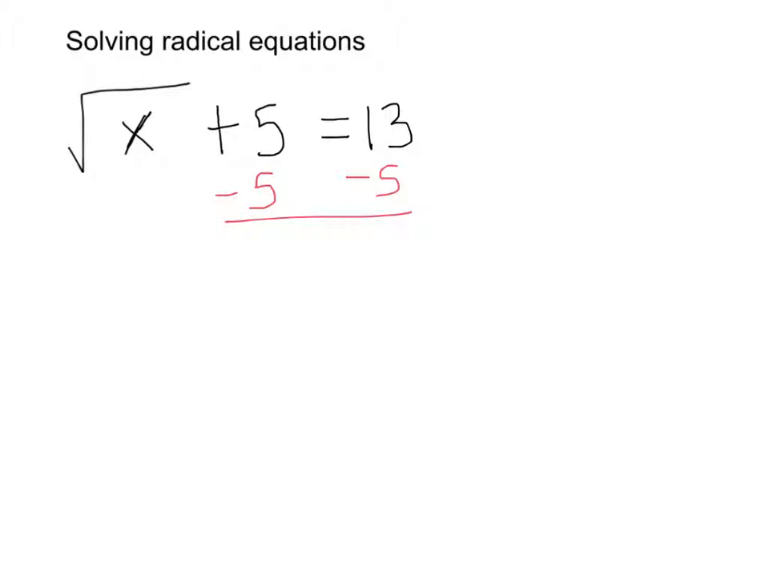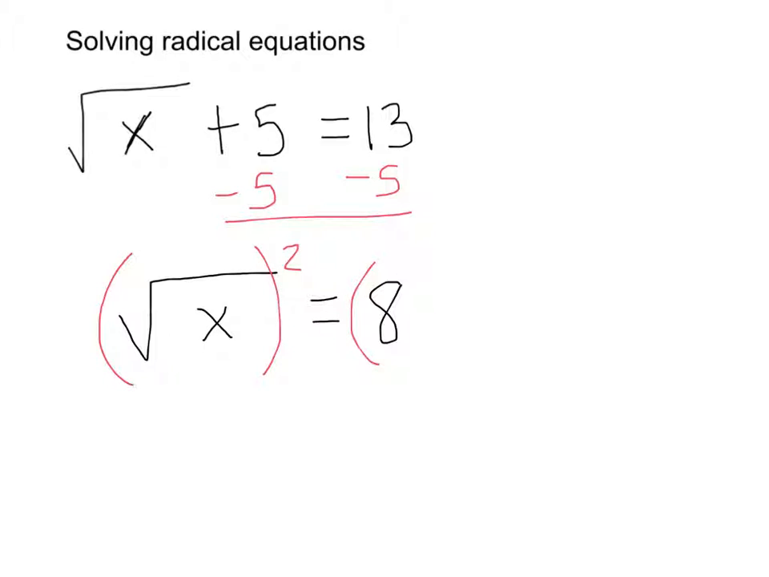And so when I do that, what does it leave me with? The square root of x equals 8. Good. And now, the problem I have left is I've got this square root. What is the opposite of square root? Square root. And so I need to get rid of the square root, and the way I'm going to do that is I'm going to square both sides. Say it. Square both sides.